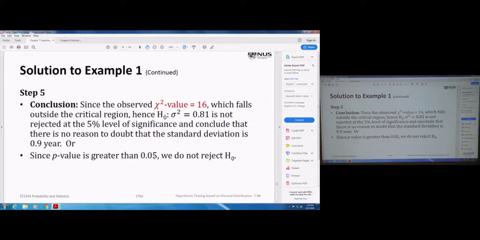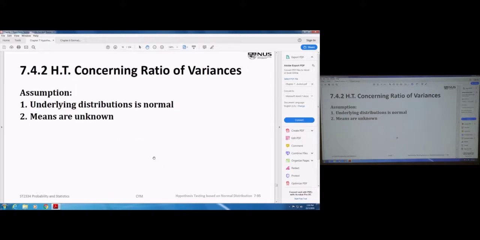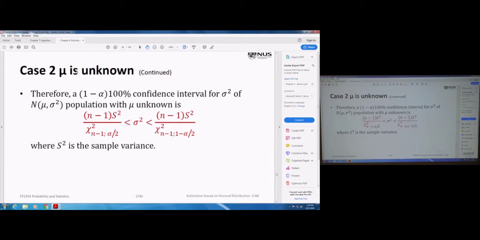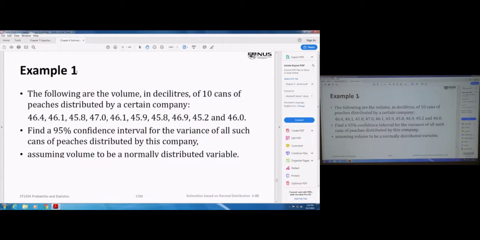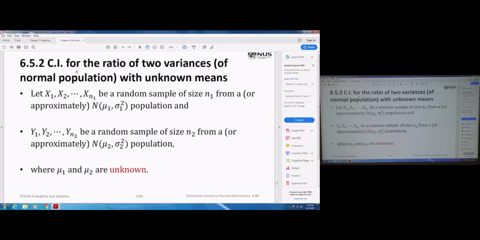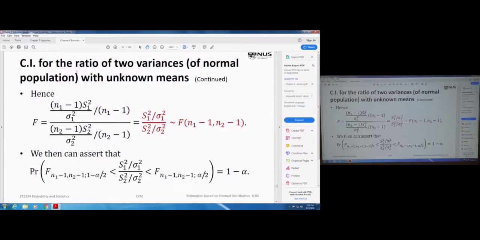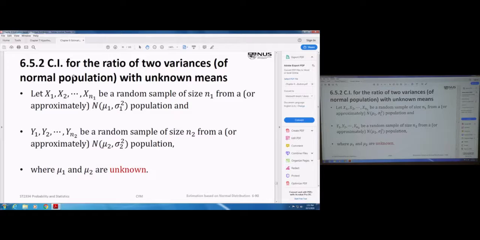Now for a novel spin on this. Our last hypothesis test, you might be happy to hear, is based upon this part of the lecture notes in chapter six. So this is the confidence interval.